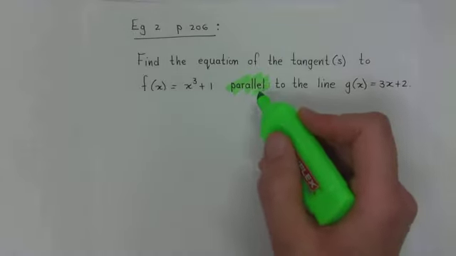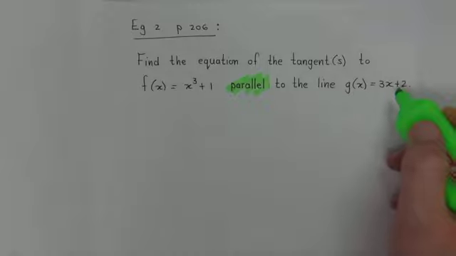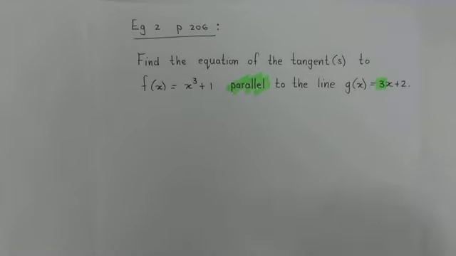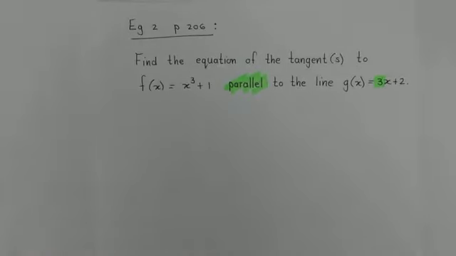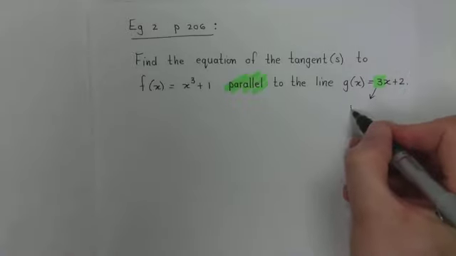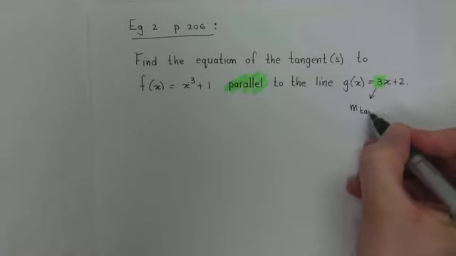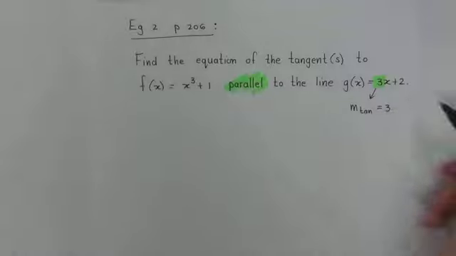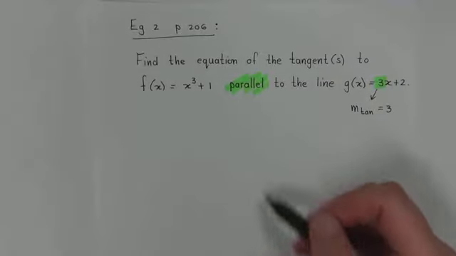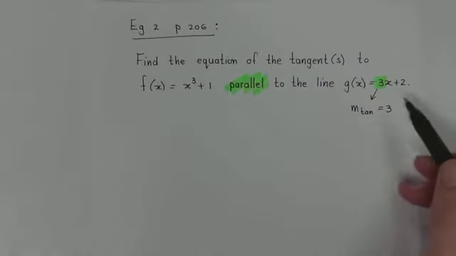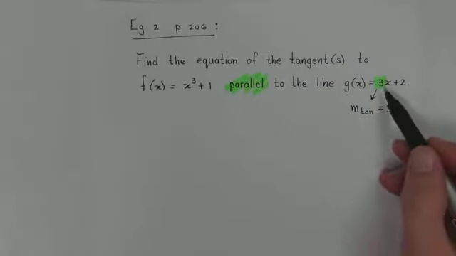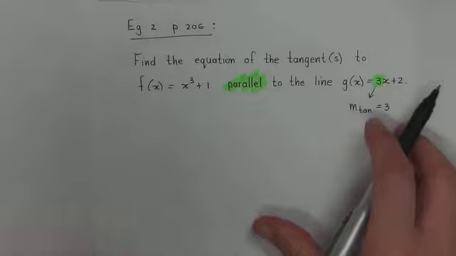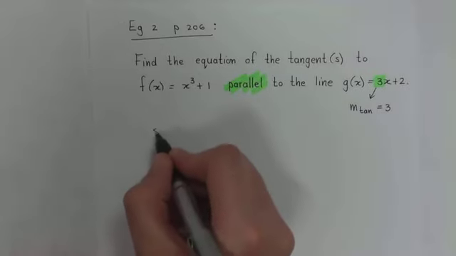So if my tangent is parallel to that particular line, then I know that the gradient of that tangent, very important from here, is going to be equal to 3. So please don't forget this. I'm going to put it in there just now, but parallel lines have the same gradient. So if they tell me the tangent is parallel to that line, it's got to have that gradient of 3. So to do these ones, step 1.